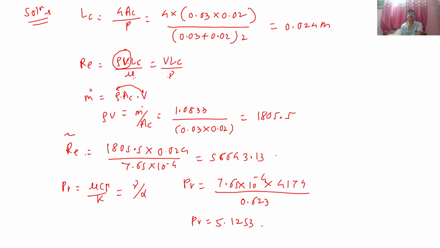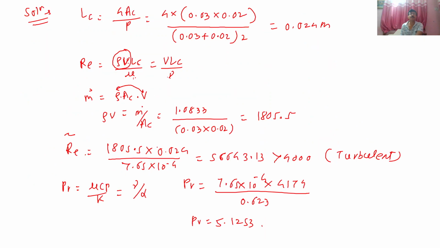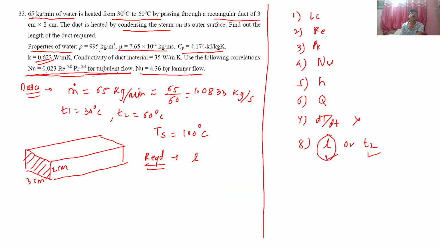If the Reynolds number value is greater than 4,000, the flow becomes which flow? Turbulent flow. And if the Reynolds number value is less than 2000, the flow becomes laminar flow. In this case, it is greater than 4000, that is 56,643. So it is turbulent flow. So for turbulent flow, what is the correlation? This one. Okay. You have to discard this because flow is not laminar. So let's see it. Nusselt number is equal to 0.023 Re raised to 0.8, Pr raised to 0.4. Okay, just put the values.